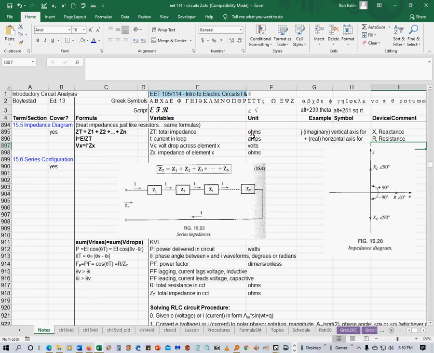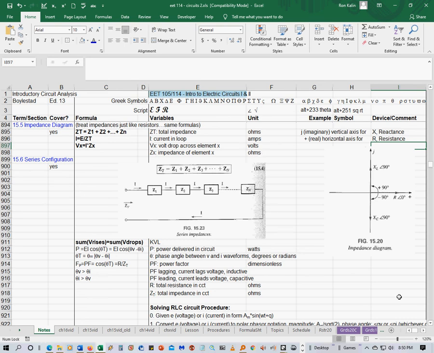The magnitude is in ohms. The phase angle is going to be in degrees. And to find the current, you use Ohm's law. I equals E divided by the total impedance, ZT. I is the current in the loop in amps. And to get the voltage drop across an element, you take the current going through that element times the impedance of that element. Voltage is in volts, impedance is in ohms.